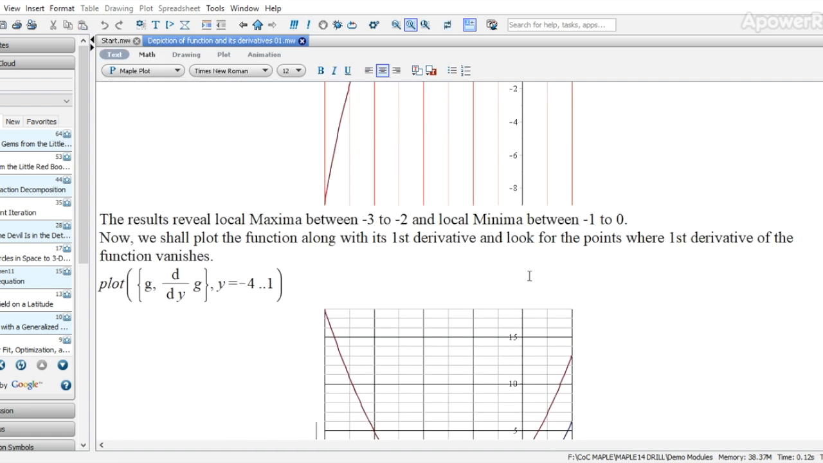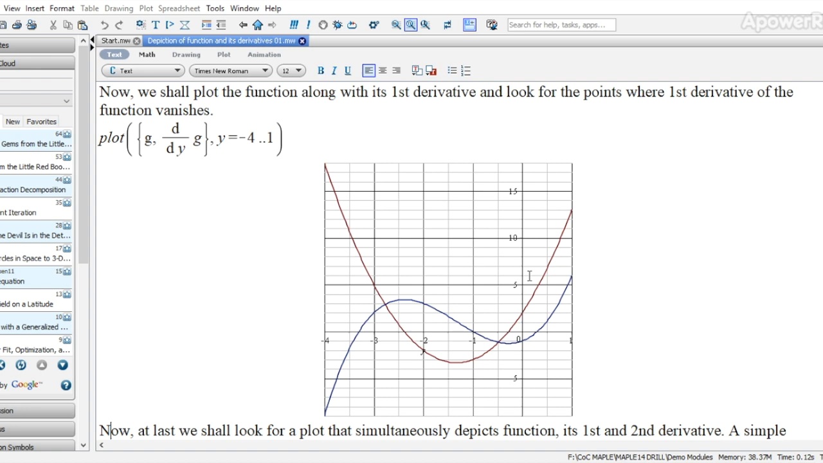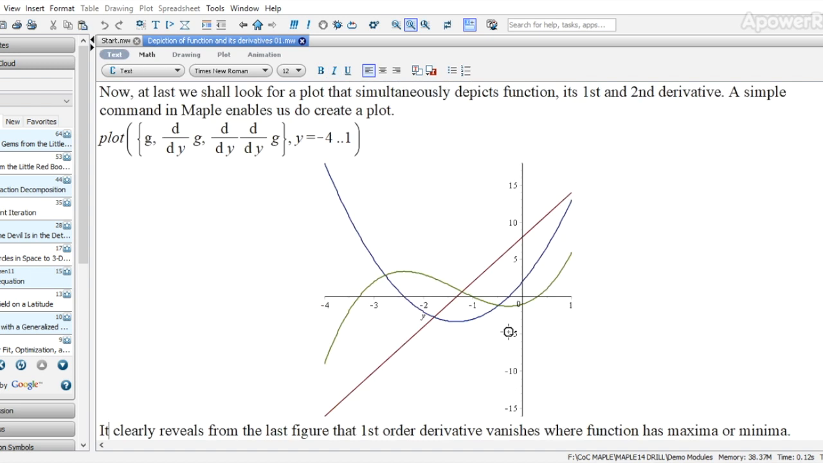Now the first derivative we shall plot along with this. Here you can clearly see that the blue graph shows maxima here, and at the point where it has maxima, the first derivative function has 0 value, whereas at another point the blue curve has a minima, and at this point the first derivative curve again intersects the x-axis.